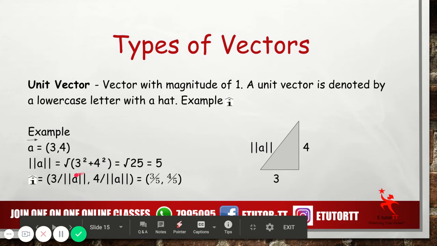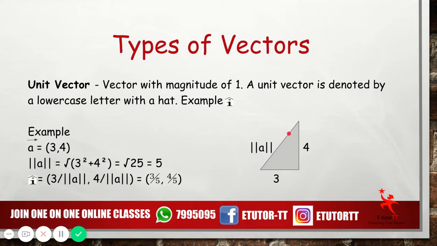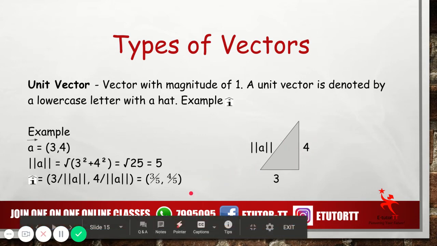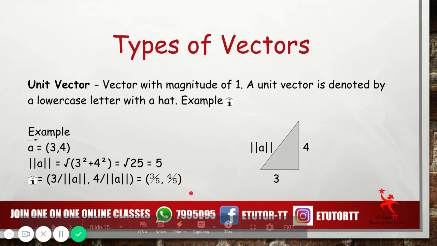And then the unit vector is equal to 3, which is x, over the magnitude of A, which is 5. So 3 over 5. And then you get 4 over 5. So that is equal to (3/5, 4/5).